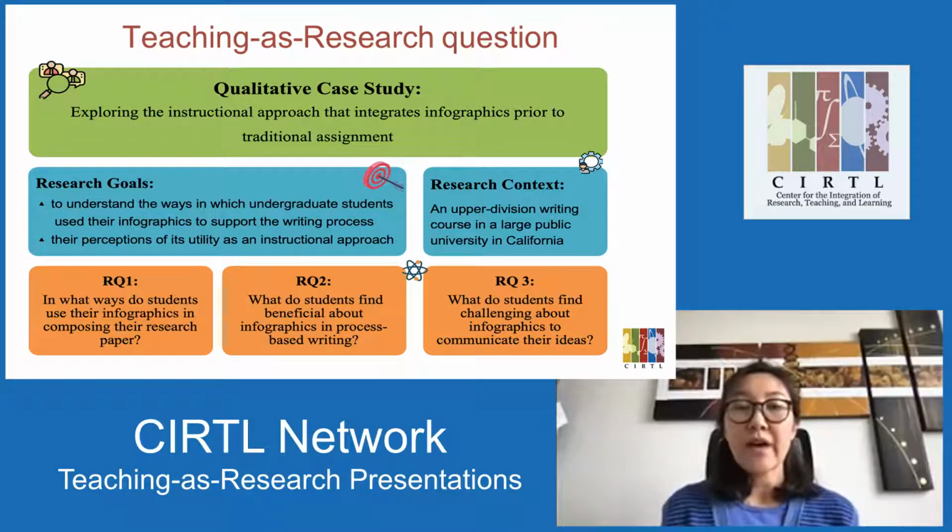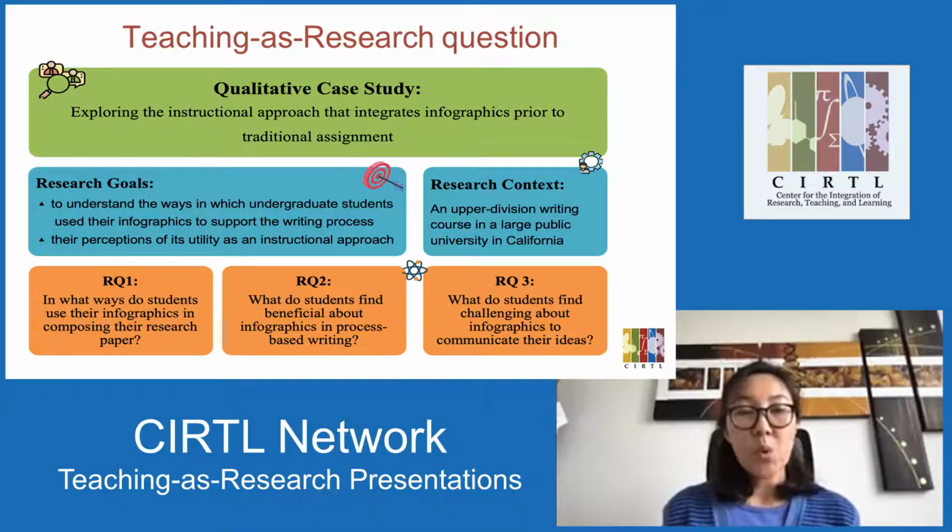I also wanted to find out their own experiences and perceptions of engaging in this kind of multimodal approach in the traditional, process-based writing. The research context is an upper division writing course in a large university in California, University of California, Irvine. The course is situated in the School of Education, and it's a discipline-specific writing course.